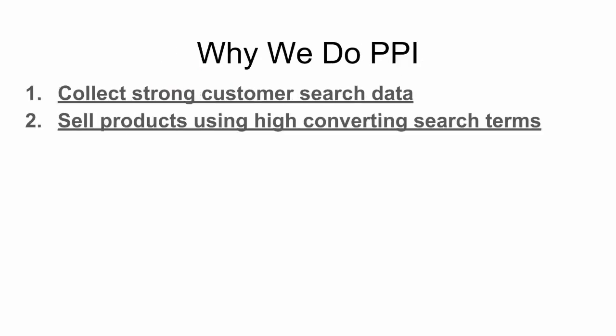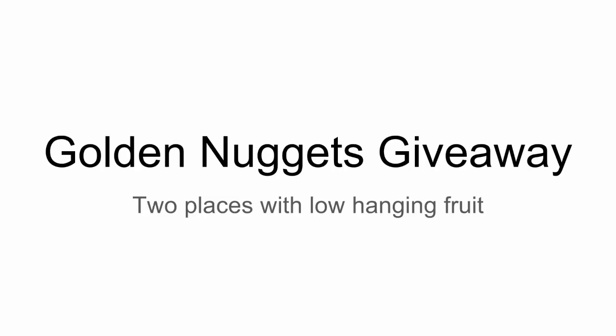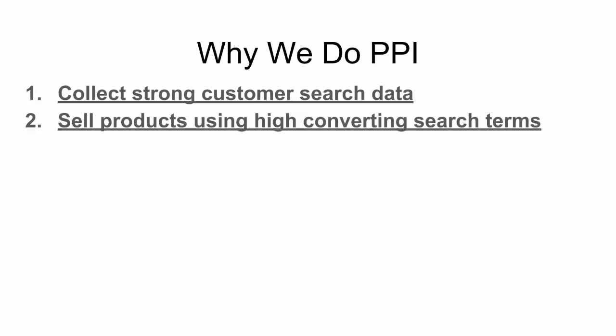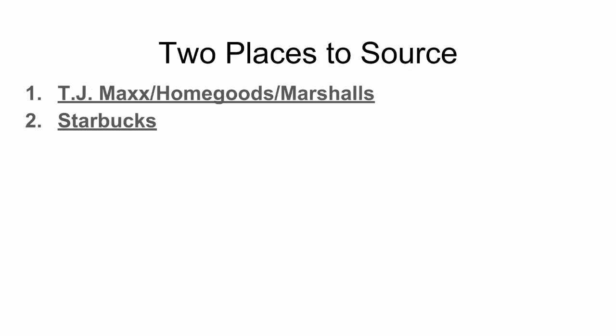So quick review, actually real quick, just so that I don't go too fast. We're doing a golden nugget giveaway. Why do we do PPI? First is to collect strong customer search data. Second is to sell products using high converting search terms, in that order. Two places to source. You've got TJ Maxx, HomeGoods, and Marshalls, which is really just one big one, but I guess it's more like four places to source, but they carry a lot of the same stuff.